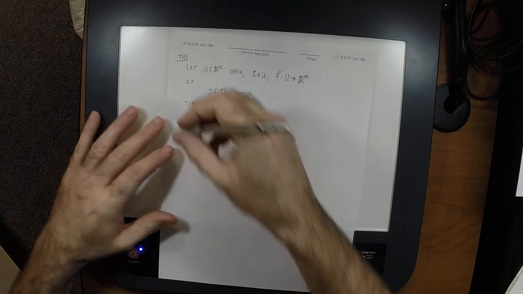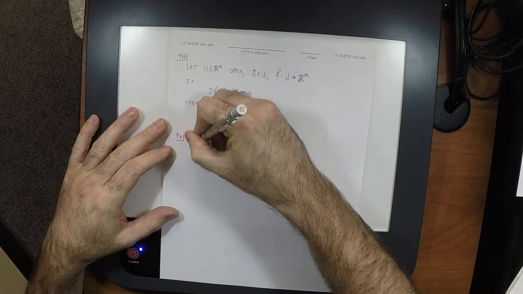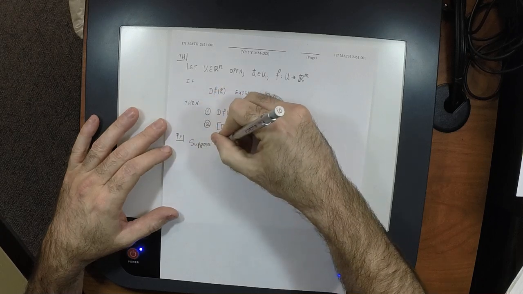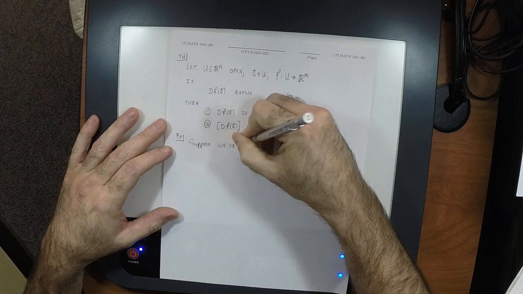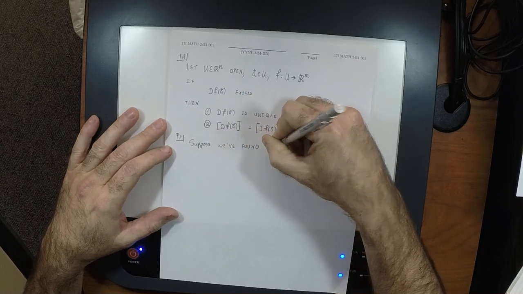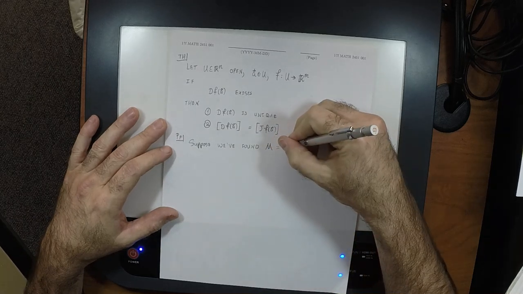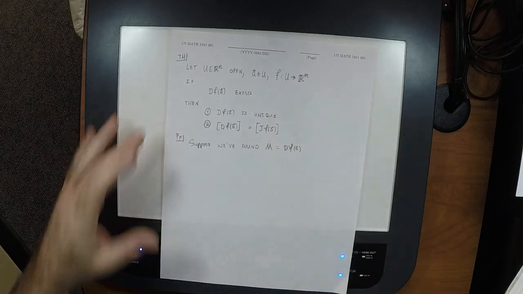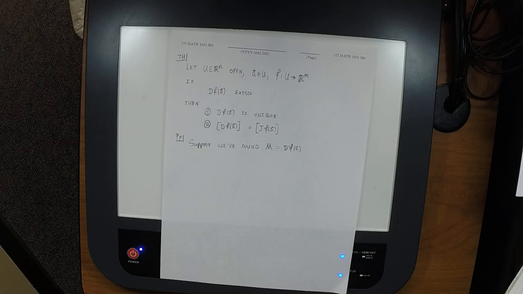So suppose we've found M. That is to say, we've solved for M. And I'm going to write M instead of df at a, because otherwise the notation gets a little bit out of hand. So if you have a linear function M, how do you figure out its matrix? How can you figure out the first column? Plug in the first basis vector. How do you figure out the second column? Second basis vector, etc.